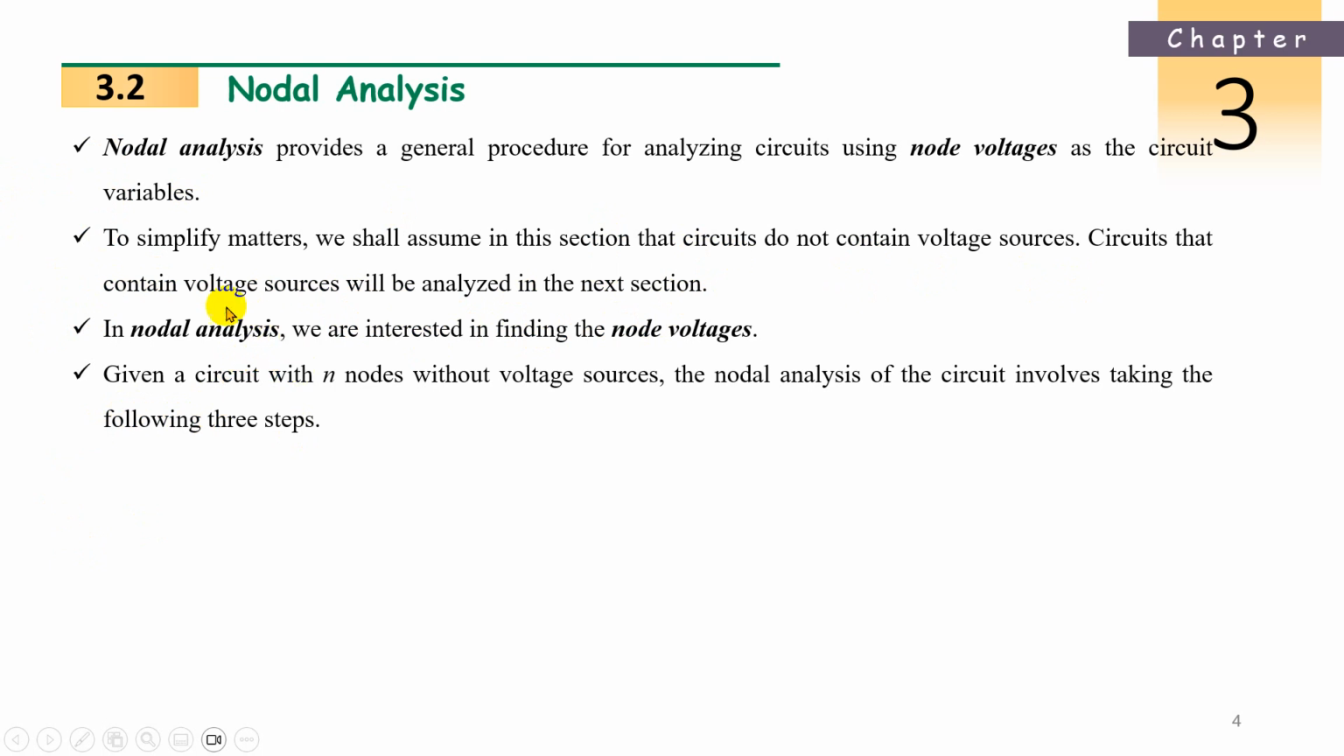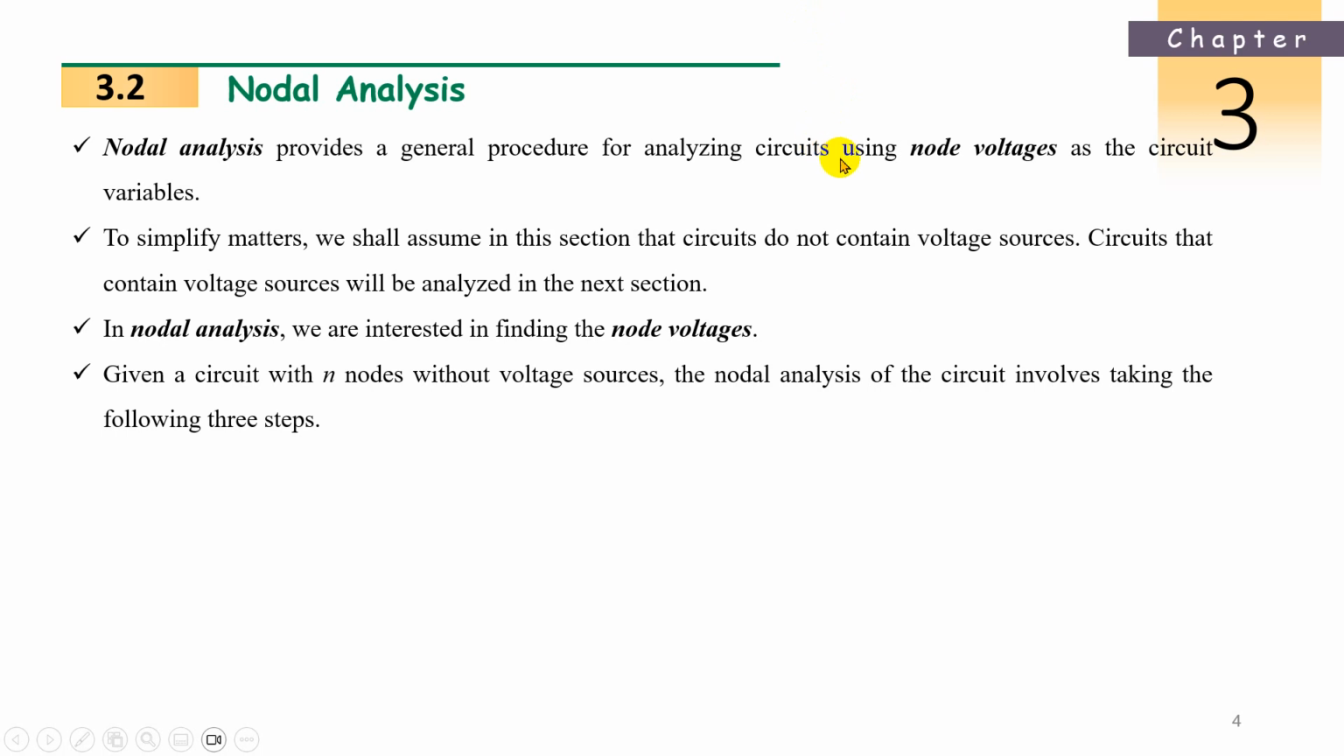Given a circuit with n nodes, one node will act as the reference node, or zero voltage node. By default, in the question itself we will say which is the reference node or ground node. That node is also called the ground node, reference node or zero voltage node, and its voltage value is zero. So there is no need to write a Kirchhoff's current law equation for that node.